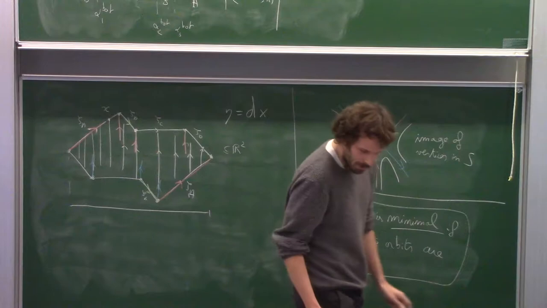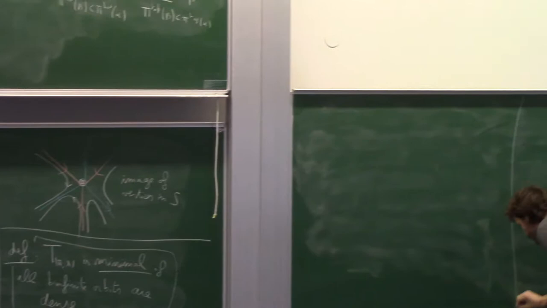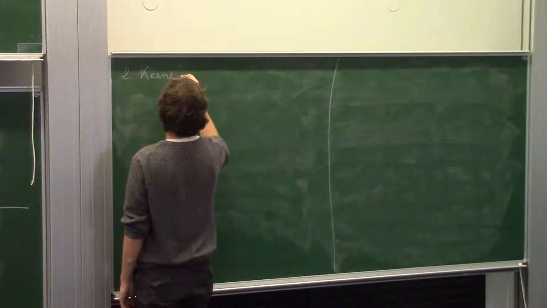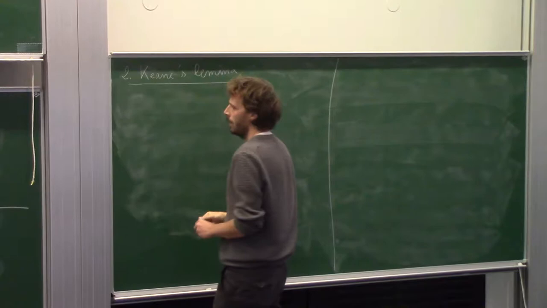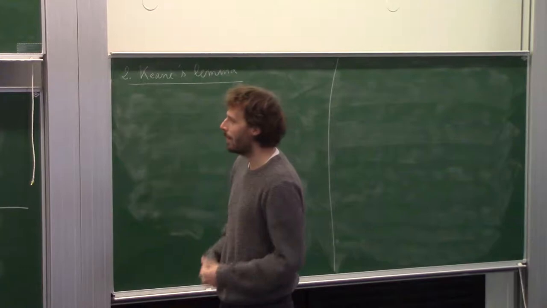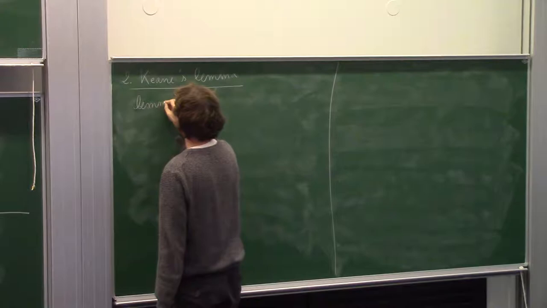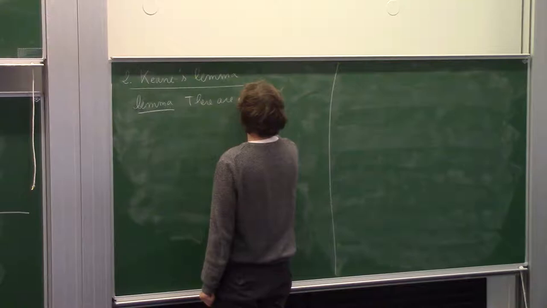But there is a nice theorem that tells you that if it's not minimal, it is for a very good topological reason. So it is Keane's theorem. The idea of Keane's theorem is that if the foliation is not minimal, then there is a very good reason for it. There are two obvious reasons why a foliation might not be minimal. So, lemma: there are only two obstructions to minimality.